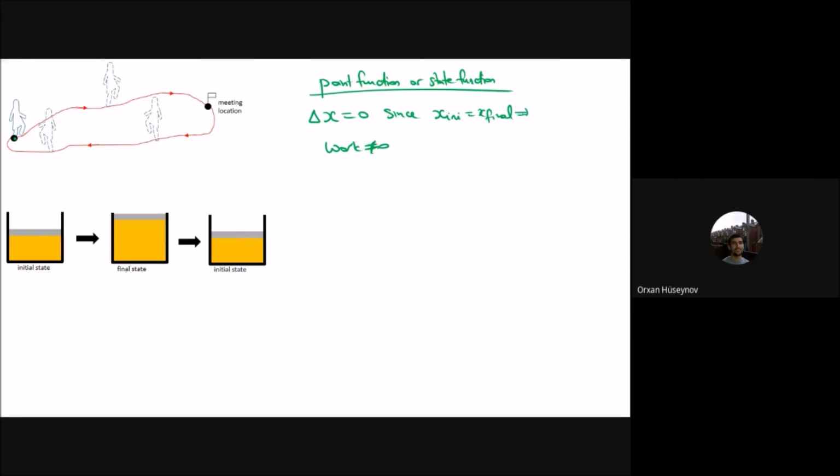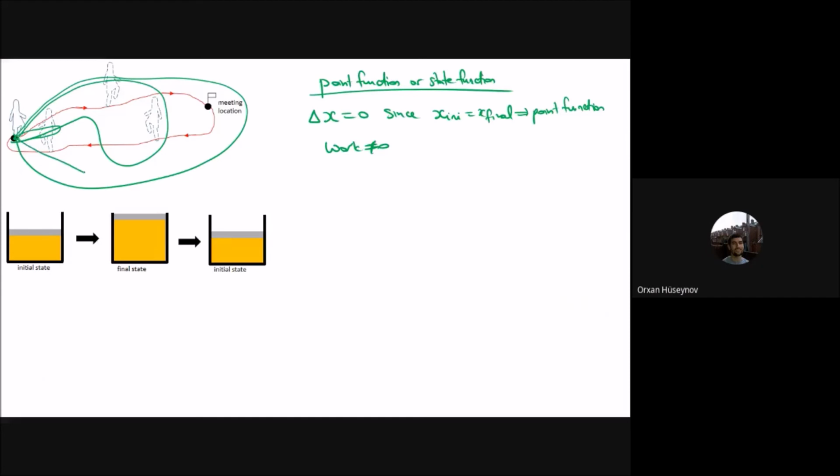So this is called the point function. The functions that are defined at a point, and for all of the point functions, it is independent of the path. So for example, this person can take something like this one. Or it can take something like this one. Or something like this one. Or something like this one. However the path she takes, the displacement is 0.